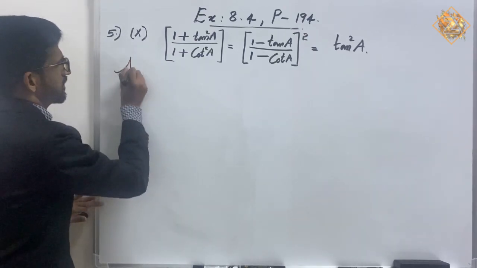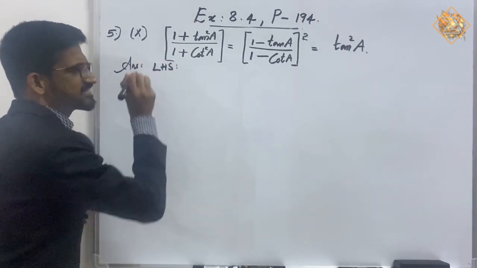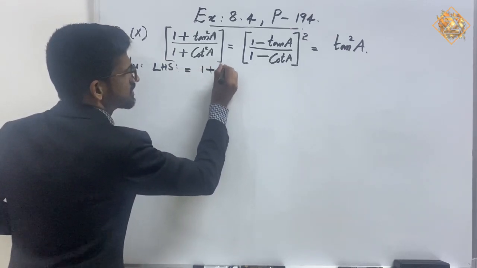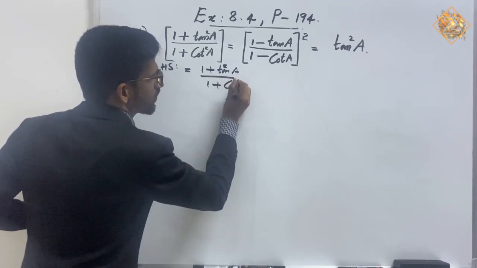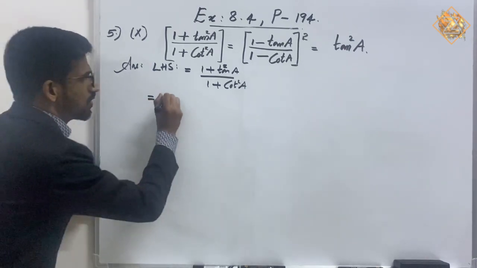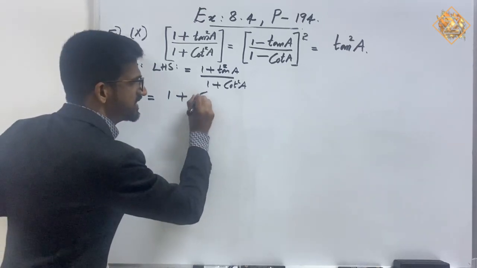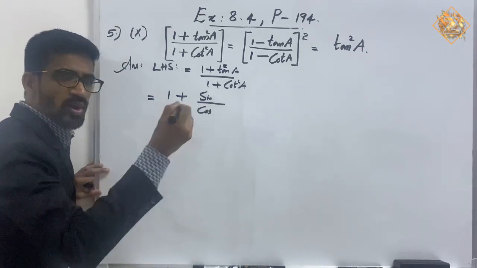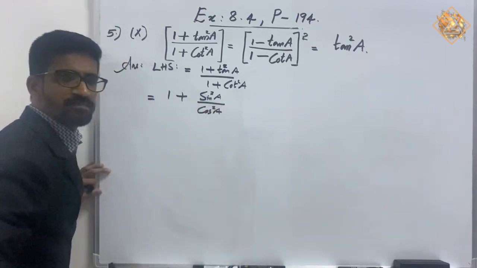Here, from the LHS when we start, LHS is given by (1 + tan²A)/(1 + cot²A). Isn't it, students? That is equal to 1 + tan²A. Tan we can write as sine by cos. Isn't it? So tan²A will be sin²A/cos²A.